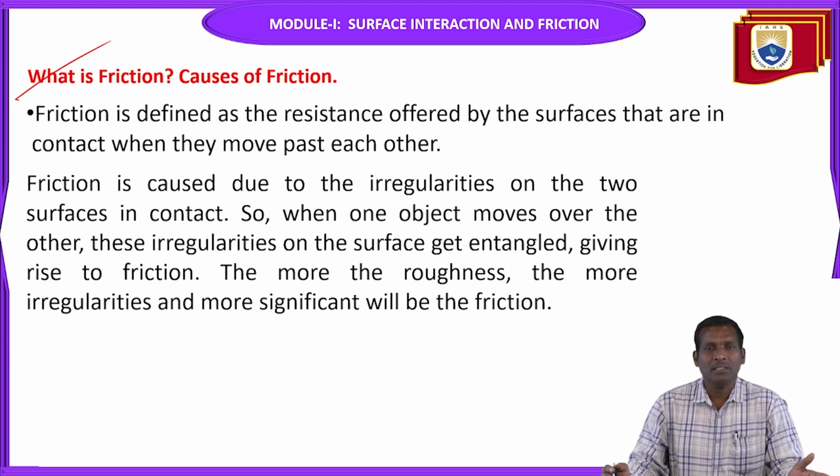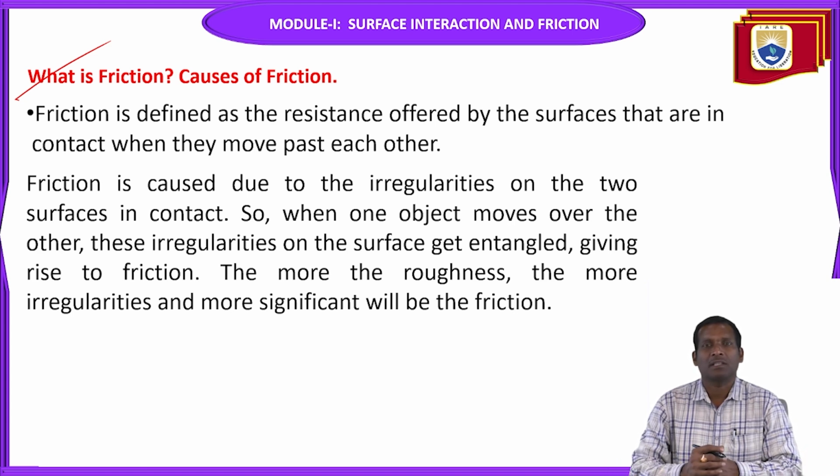The friction is mainly defined as the resistance offered by the surfaces that are in contact when they move past each other. So whenever two surfaces are in contact, there is friction due to the resistance offered by the surfaces. So this is the friction definition. So what are the causes of this friction?